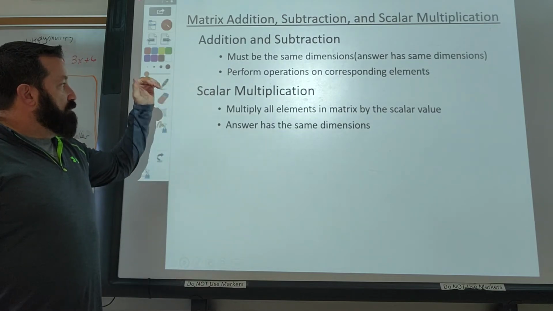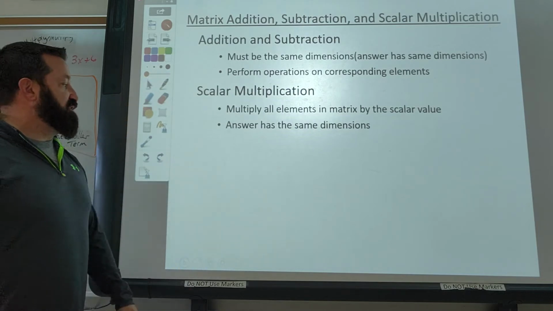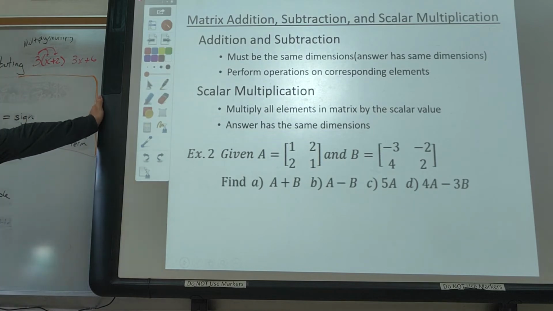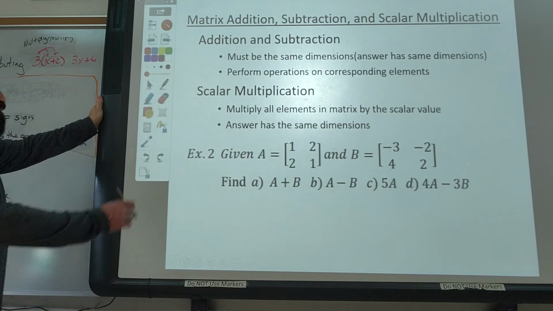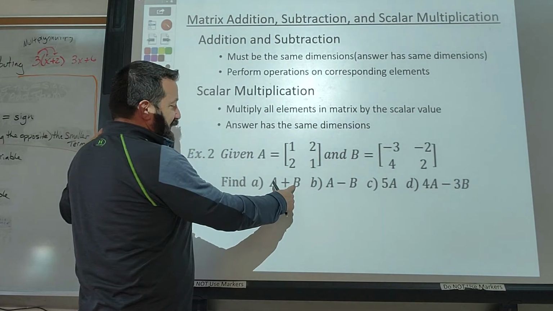And so that's where you have a single number times a matrix. Your answer will be the same dimensions as the original matrix. So I do have a few examples that we are going to go through to show you what's going on. First of all, this says find, for part A, A plus B. Can I even do that?